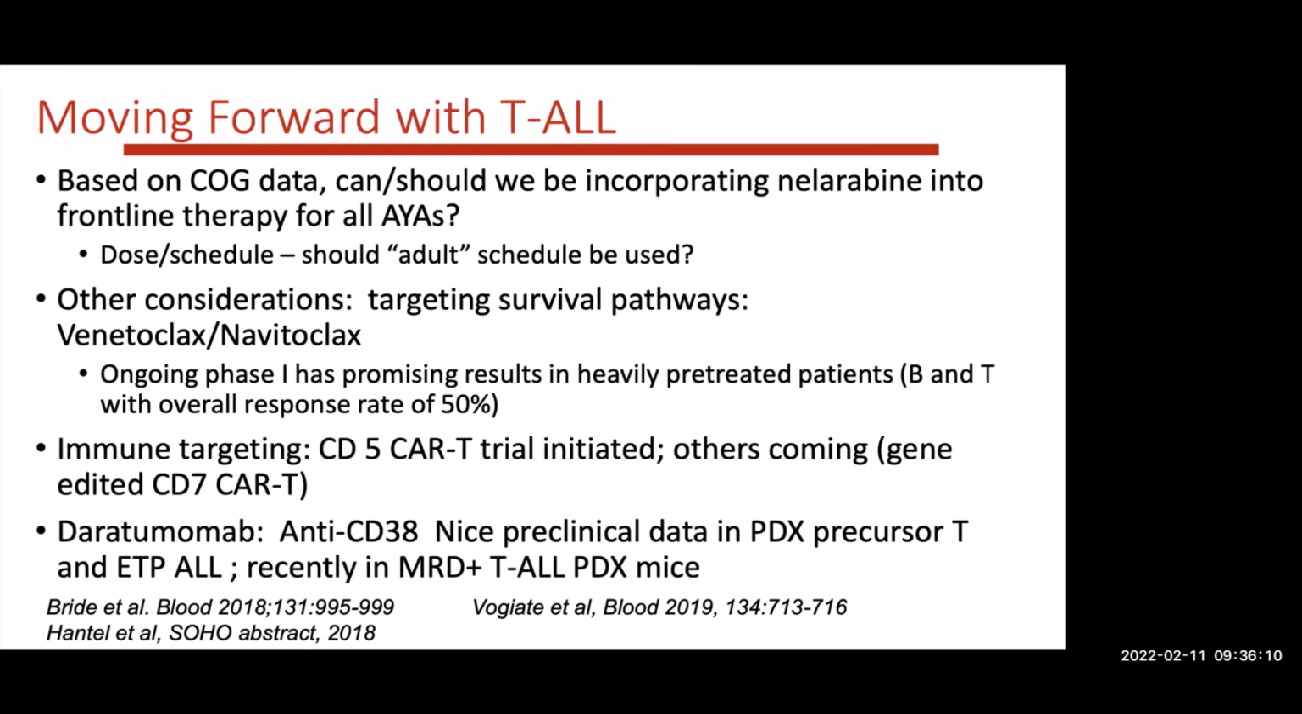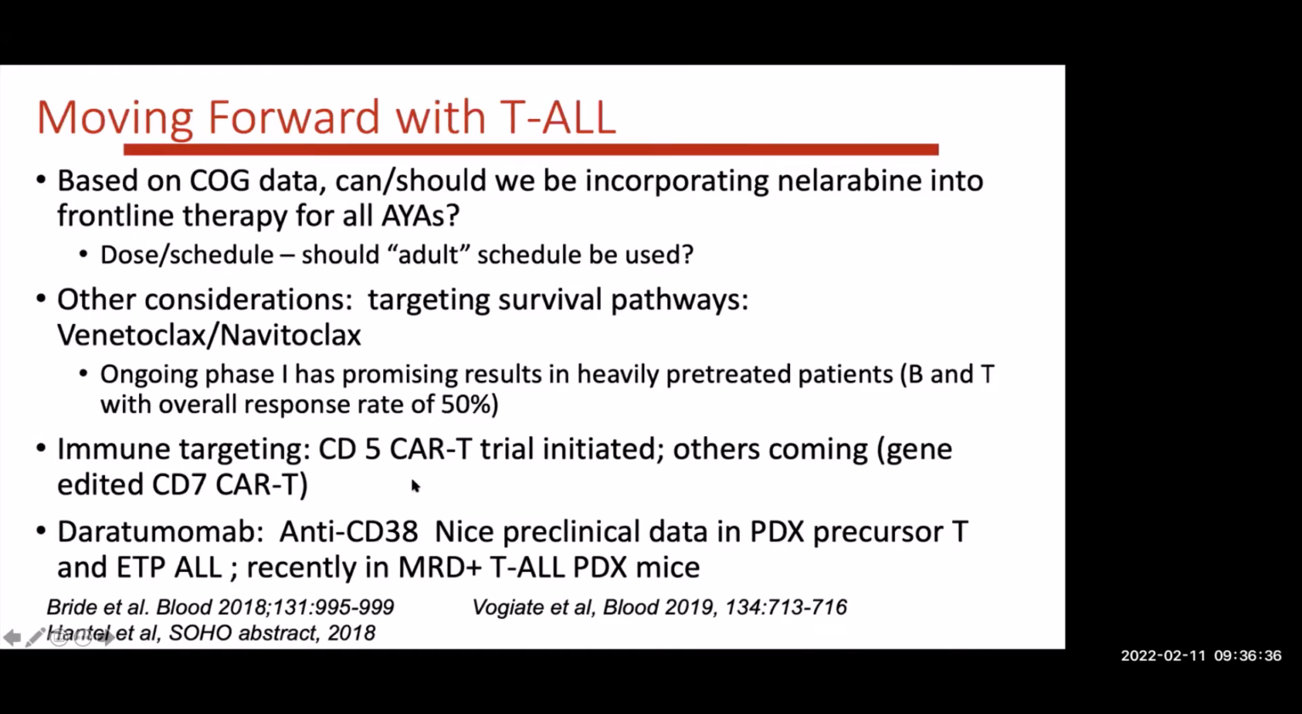Other advances in T-ALL is use of venetoclax. There is a phase 1 study which showed that patients who are heavily treated with B and T-ALL have a response rate of 50%, and this can be used as a target to attain MRD negativity in patients with MRD positivity.